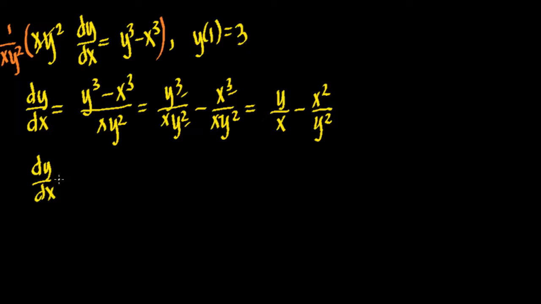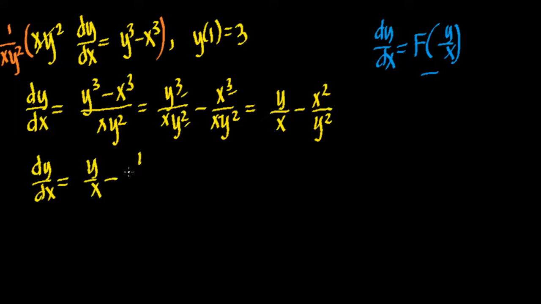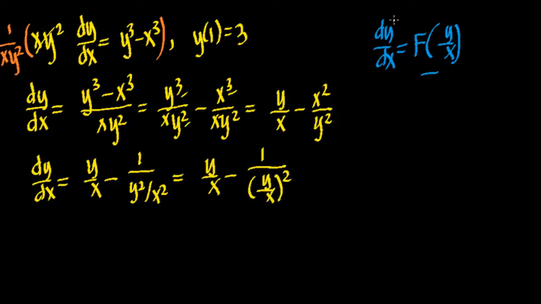As you can notice here, we have dy over dx is equal to y over x, but our x squared over y squared is not in the form of y over x, so we'll change that into the form of y over x, so that we'll have this form here, dy over dx is equal to f as a function of y over x. So we have y over x here minus 1 over y squared over x squared, that is, y over x minus 1 over the quantity y over x raised to 2.